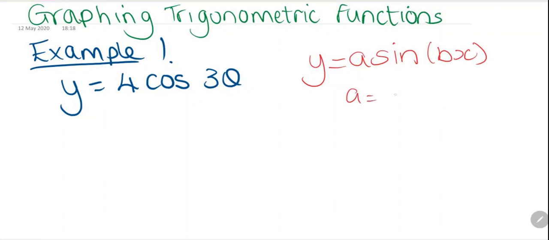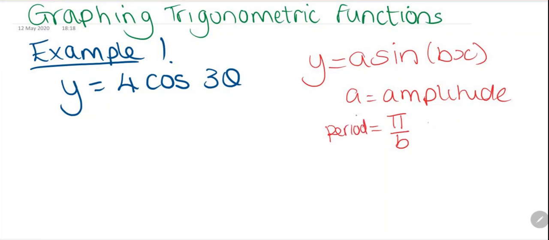So a is the amplitude, and for b, we need to do pi divided by b. Okay, let's say that's to find the period, or so it's 2 pi divided by b, or 360 divided by b. And this will actually give us the period.